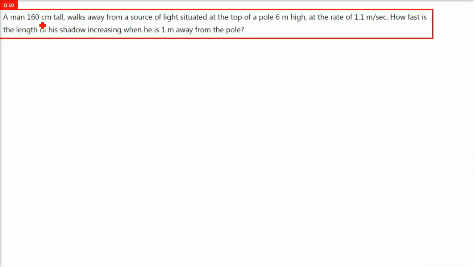This is your answer. A man 160 centimeter tall walks away from a source of light situated at the top of a pole 6 meter high. So this is a pole which is 6 meter high, and there is a person who is 160 centimeter tall. So 6 meter is the pole, 160 centimeter, so we have to convert it into meters, divided by 100. So we'll get 1.6 meter. Now he is walking away from the source of light. So on the right he is moving, and from the pole, what will be the shadow? This is how the shadow will be formed on the ground.